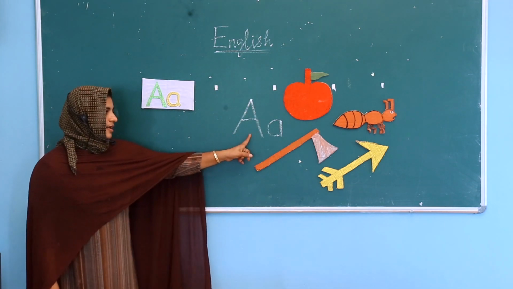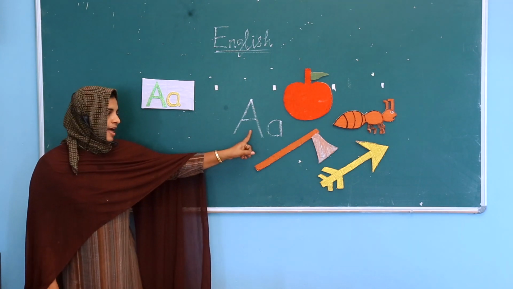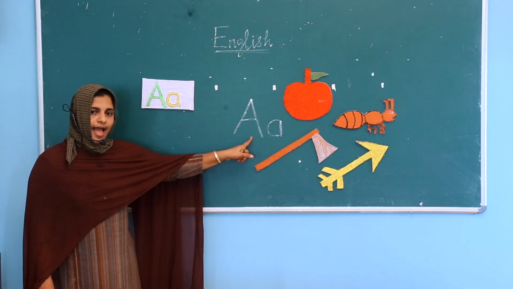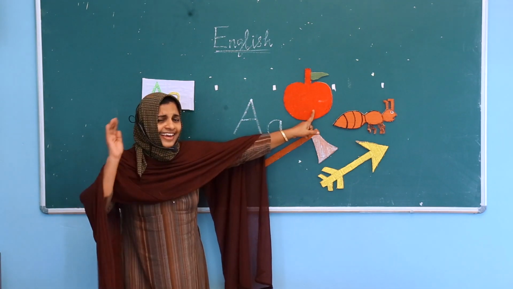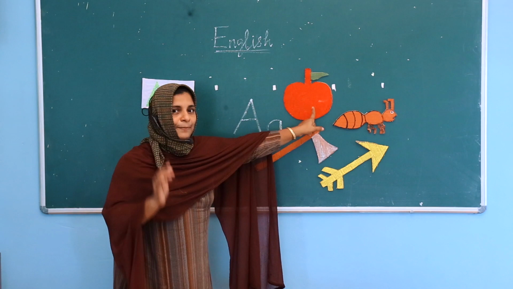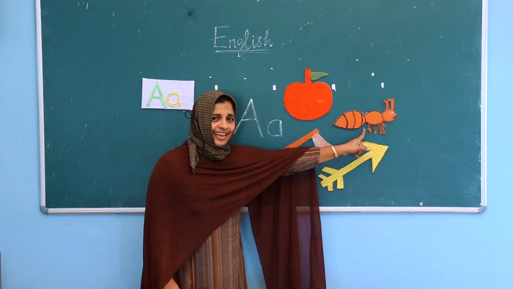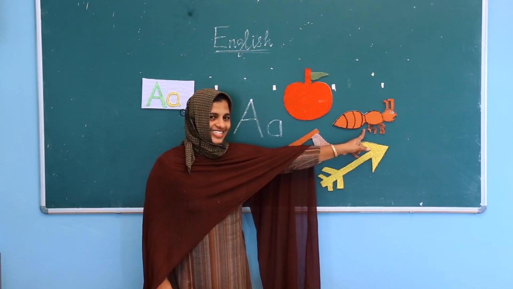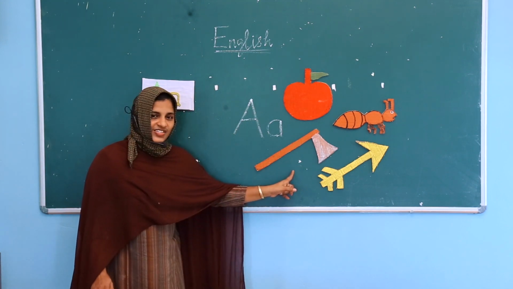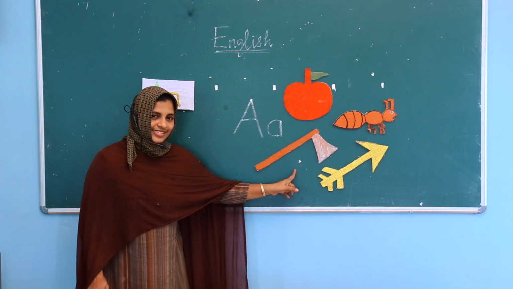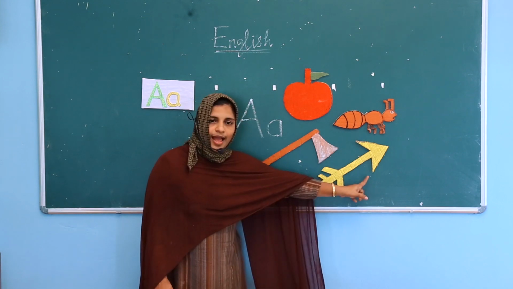Once again, sound of A. Say with me. A. Then this is, say it here. Apple. Very good. This one. Ant. Good. This one. Axe. Then this one. Arrow.